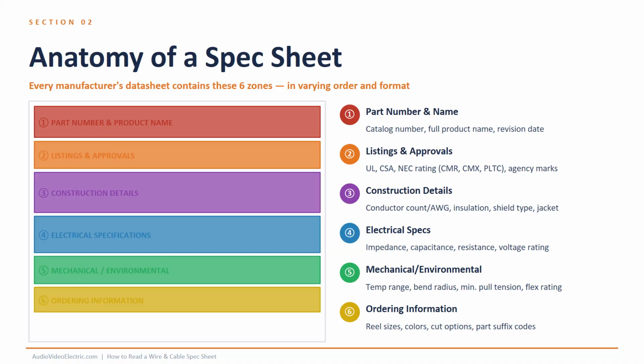Construction details show conductor count and type, insulation, shield, and jacket. Electrical specs include impedance, capacitance, resistance, and voltage rating. Mechanical and environmental specs give temperature range, bend radius, maximum pulling tension, and flex rating. Ordering information covers reel sizes, colors, cut options, and part suffix codes.